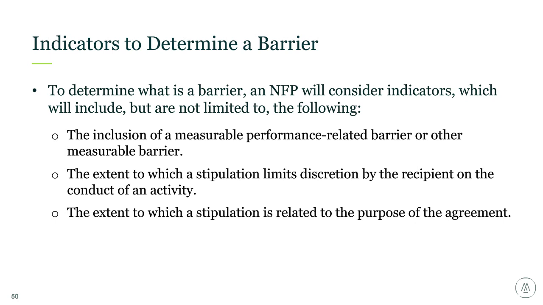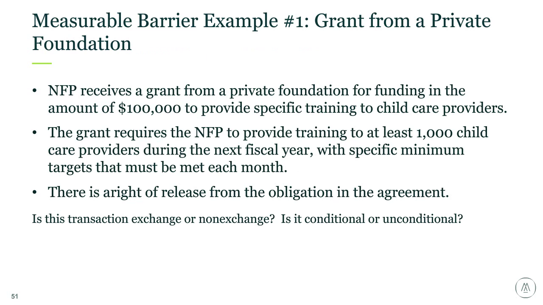Again, let's walk through some examples to get a better sense of this. In this case, let's say a not-for-profit organization receives a grant from a private foundation in the amount of $100,000 to provide specific training to child care providers. The grant requires the nonprofit to provide training to at least 1,000 child care providers during the next fiscal year, with specific minimum targets that must be met each month. There's a right of release from the obligation within the agreement.